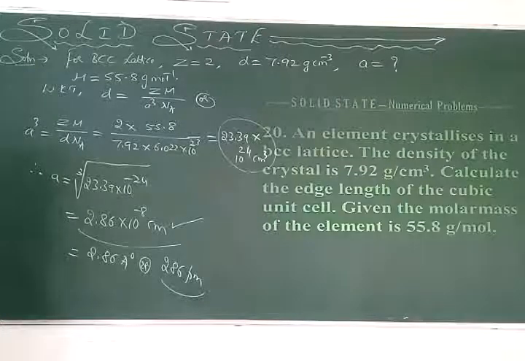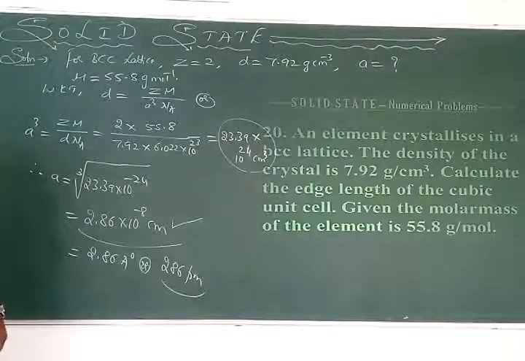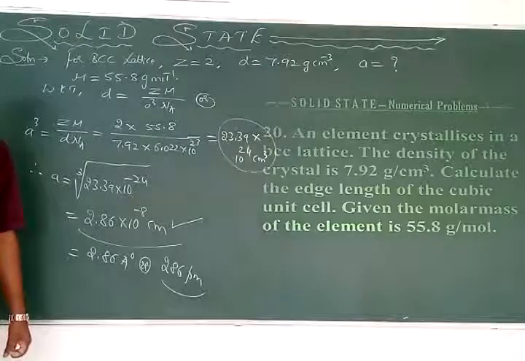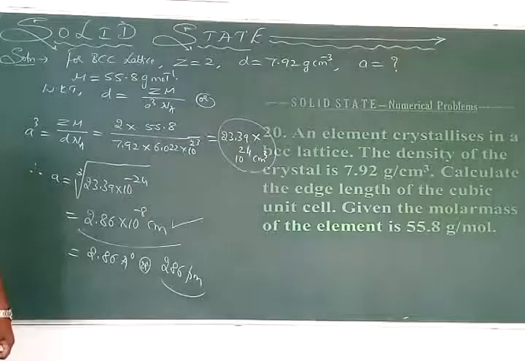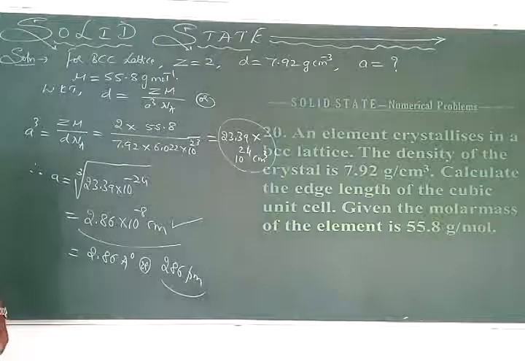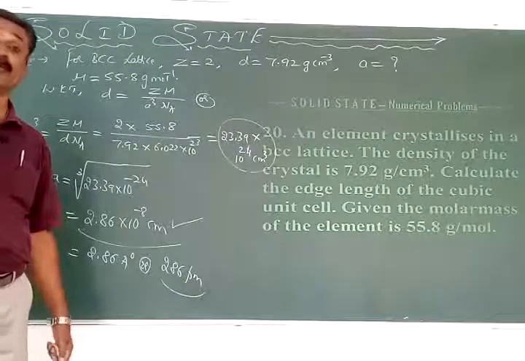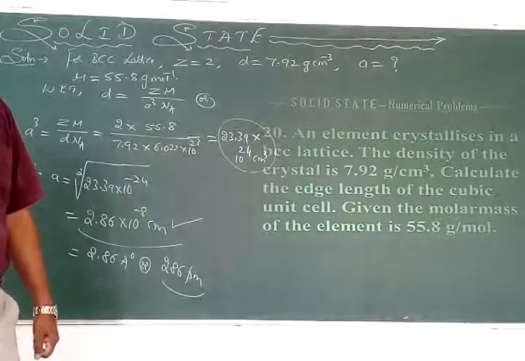Then you have to know the relation between radius and edge length. For simple cubic lattice, R is equal to 0.5 into A. For BCC lattice, R is equal to 0.433 into A. Whereas for FCC or HCP or CCP, R is equal to 0.3535 into A. If internuclear distance or intermolecular distance is asked, instead of R it is just 2R, double of that. For a simple cubic lattice, 2R is equal to A. For BCC lattice, 2R is equal to 0.866 into A. Whereas for FCC lattice, 2R is equal to 0.707 into A.